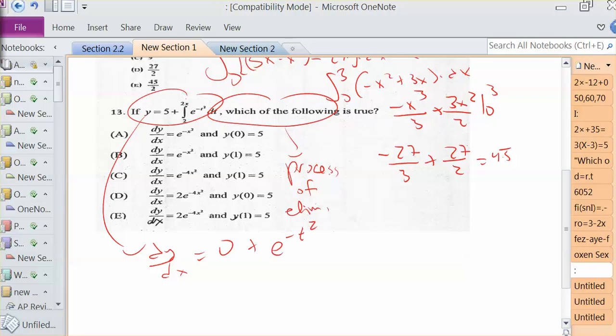But because you have the 2x, sorry, you've got to put in 2x for t. And also you've got to take the derivative of 2x. This is kind of a chain rule. So it's e to the negative 4x squared times 2. So that's going to be either D or E. Then if we look at these two choices, if I plug in 1 for x, that becomes 2, and that, of course, just wipes away when you integrate from 2 to 2, leaving you with y equals 5. So the answer is definitely E.